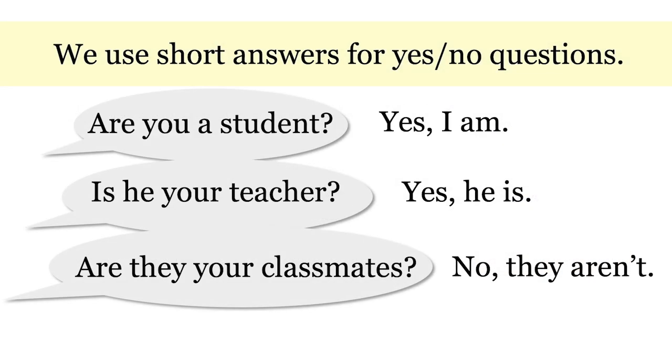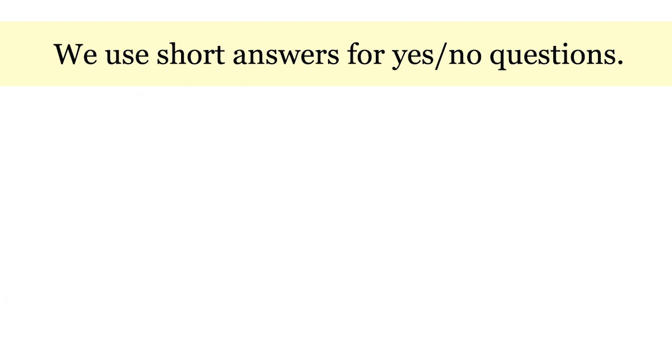We use short answers for yes/no questions. These answers usually have 3 words. Yes, I am. Yes, he is. And some of these answers use contractions. No, they aren't. You can say, no, they are not, of course. But we often use contractions when we speak. We use short answers for yes/no questions, but of course you can just answer yes or no. Sometimes this is fine, and sometimes it sounds too short.